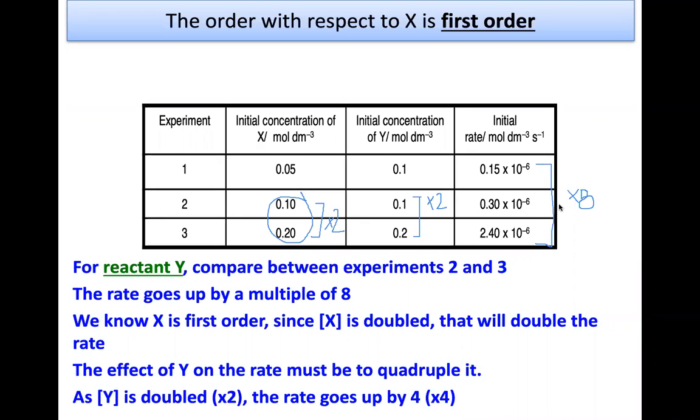So the increase in rate by 8 is actually a combined effect. This effect is caused by both the increase in concentration of X and the increase in concentration of Y. If your rate is increasing by 2.5, for example, and your concentration is increasing by 2, you cannot just assume, oh, increase by 2, increase by 2.5, it's more or less the same, then it is first order. You cannot just assume that. You have to look at the other reactant as well. Is there any change to the other reactant? Because that 2.5 can be caused by the change in concentration of another reactant.